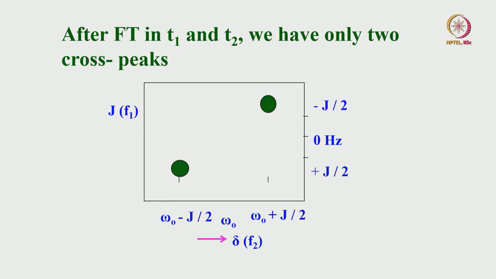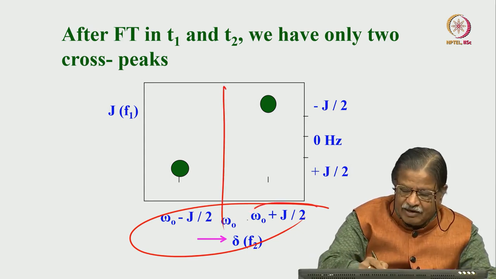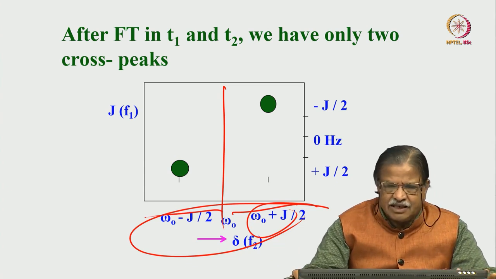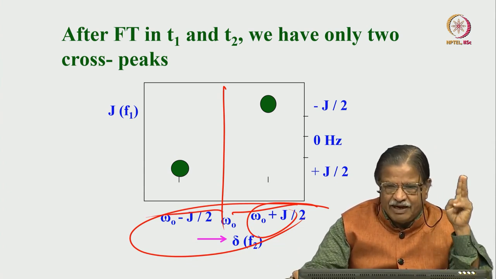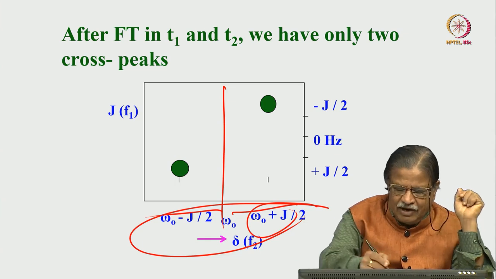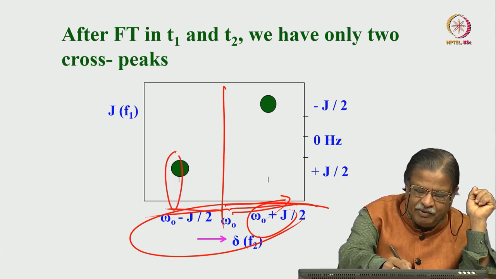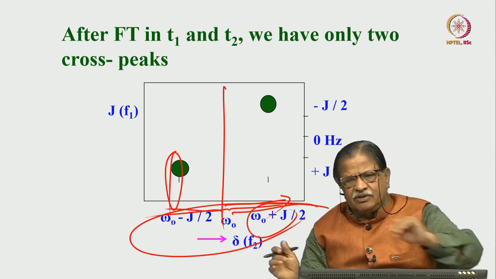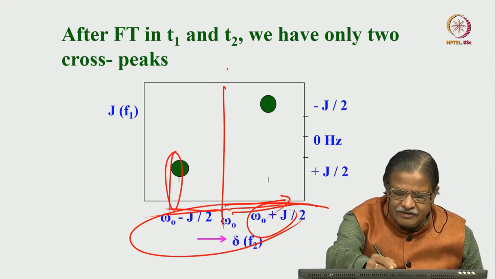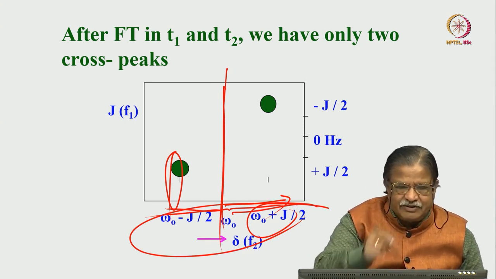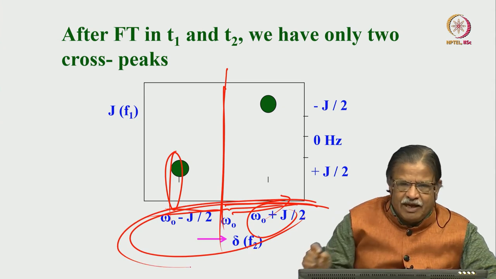I am considering only a doublet. What will happen? In this dimension, if this is the chemical shift, you have one peak coming to the half of J to the right, half of J to the left. This is what we understood for a coupled spin system. When you have a doublet, weakly coupled, I told you half of it is half. This is half J, this is half J. One peak is half J to the left, one peak is half J to the right. Center is the chemical shift. That's fine. So both J and chemical shift are there in this F2 dimension.